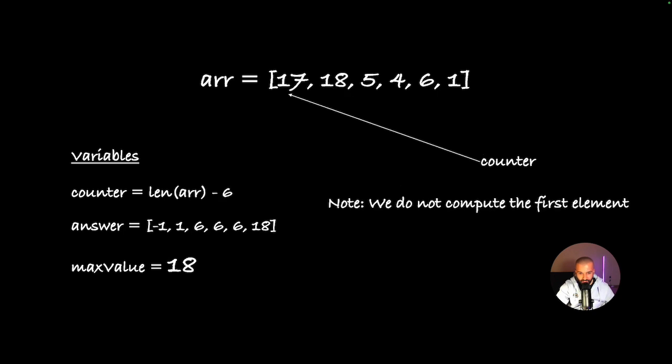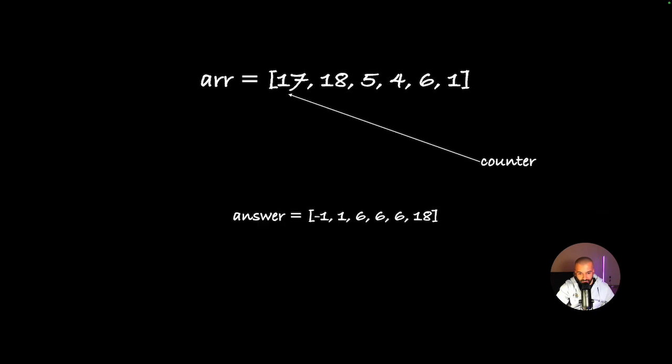And notice we are not going to compute the first element because we already have our answer. It's already there. So finally, this is our answer, but all we have to do is reverse this to get our true answer. And here we go. This is an O of N solution.